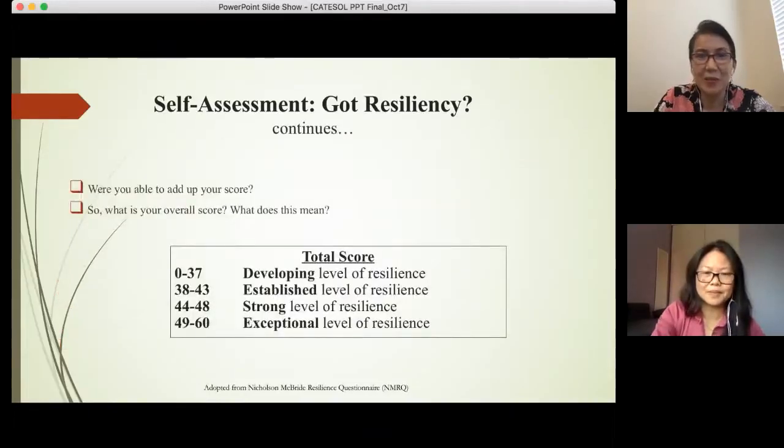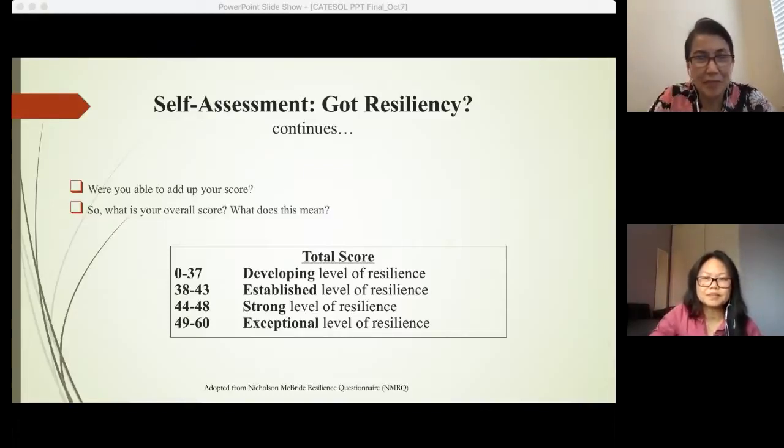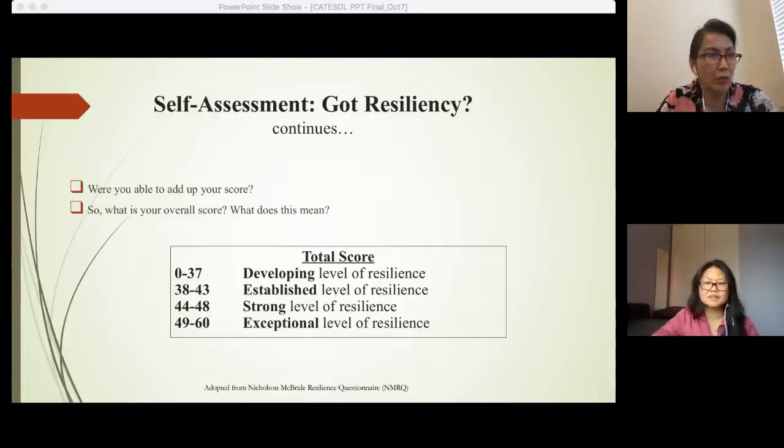All right, so go ahead and take a minute to add up your score. And then what you're seeing on the screen is a poll to display your total score. So I think Jacqueline might be able to help us out with that. If you received anywhere between 0 to 37, you're going to click on 0 to 37, and so on and so forth. Now, here's what the range means.